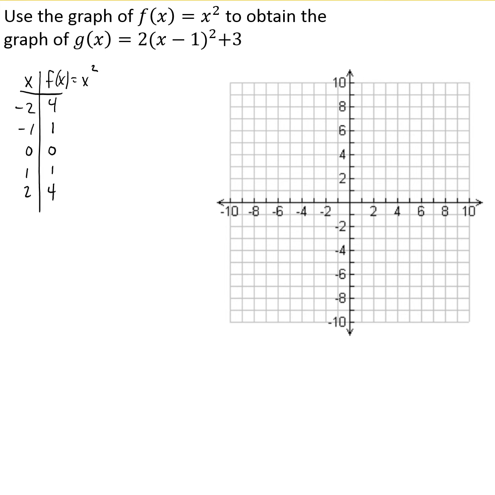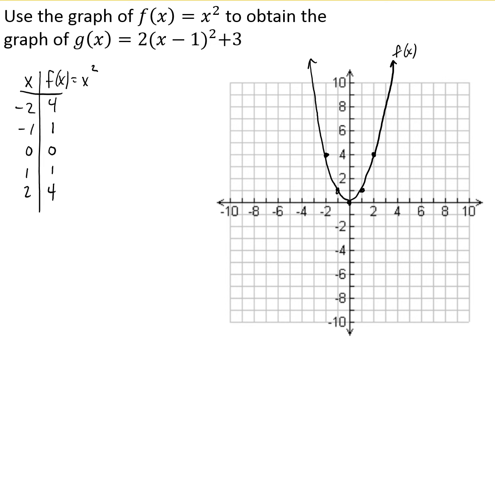So let's go ahead and plot these points here. -2, 4. -1, 1. 0, 0. 1, 1. And 2, 4. So that gives us our u-shape or parabola there for our x squared function.